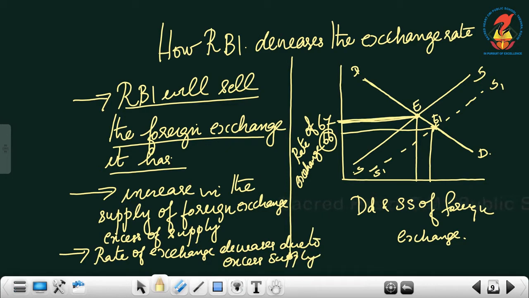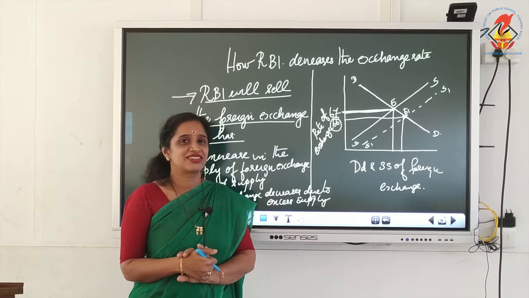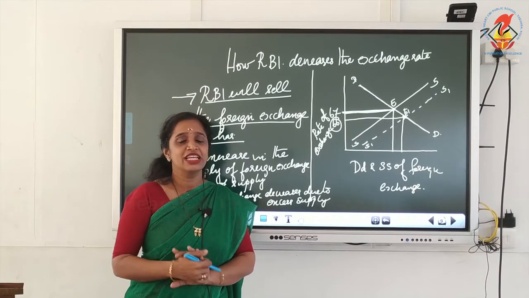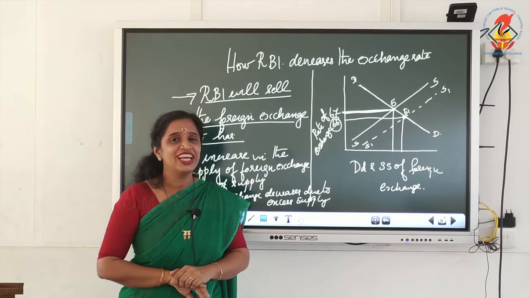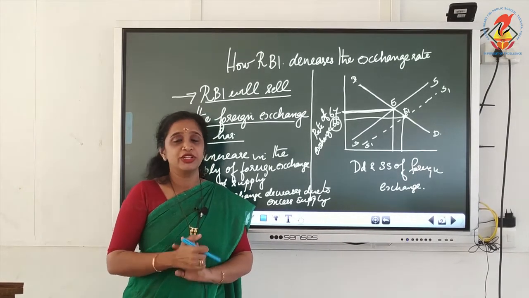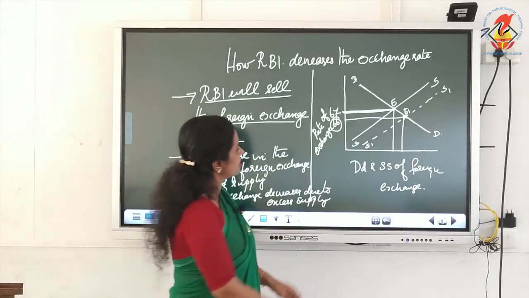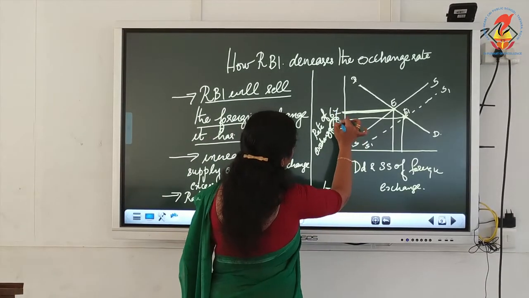So, thus the RBI has brought down the exchange rate from 67 to 66. Thus, it has made the situation favorable for India. This is the role played by RBI to manage the floating exchange rate system. So, from 67, the rate of exchange has decreased to 66.